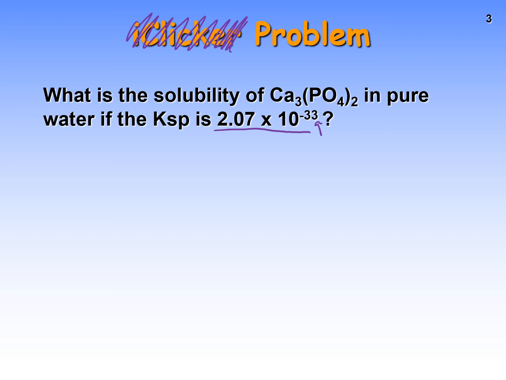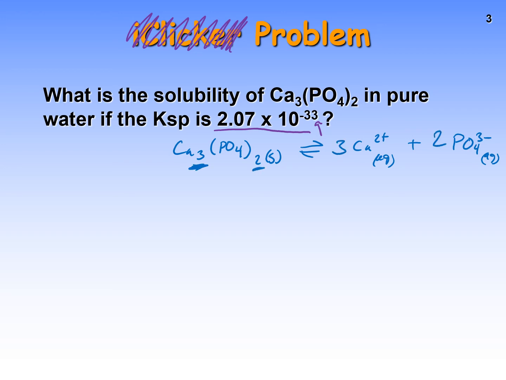The first step, though, is to write out our equilibrium expression. We have calcium phosphate on the reactant side. It's in the solid state. It's going to break down into the ions that make up calcium phosphate, which is calcium 2 plus and phosphate 3 minus. Now we need to balance this equation. There are 3 calciums here, so I need a 3 in front of the calcium 2 plus, and there are 2 phosphates, so I need a 2 in front of the phosphate.